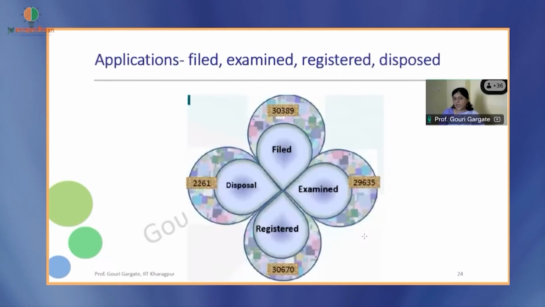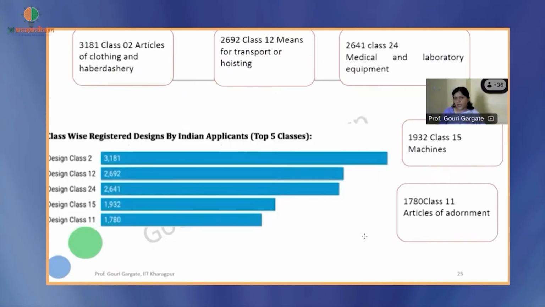When we see the filed, examined, registered or disposed numbers, as we have just seen, 30,000 plus industrial designs are registered, and 29,000 plus are examined, and 30,000 plus are registered designs. Disposal is there because sometimes an application is abandoned. A FER is issued, but the applicant has not responded to it, and in that case the applications were disposed.